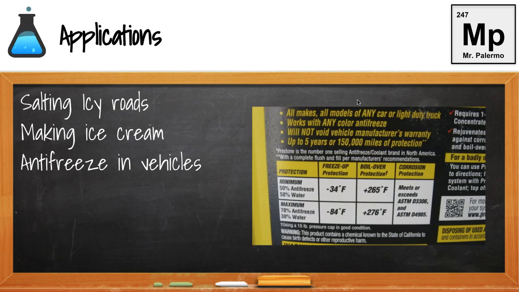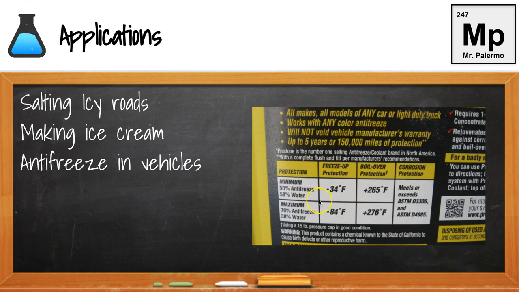So what are some applications of colligative properties? Well, we know about salting our icy roads. That decreases the freezing point. Same thing for making ice cream. And something which is called antifreeze in our vehicles. We'll put it in our radiator in our cars. That is also going to decrease the freezing point.